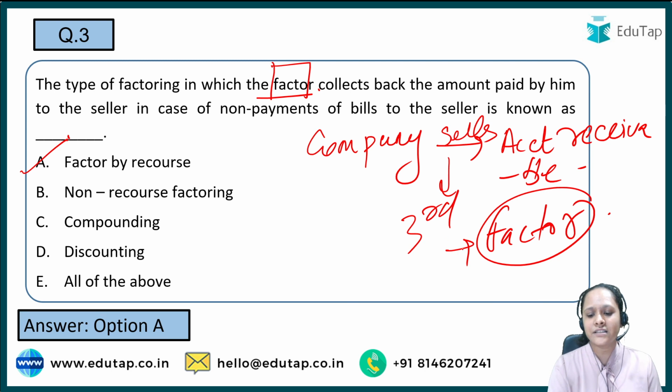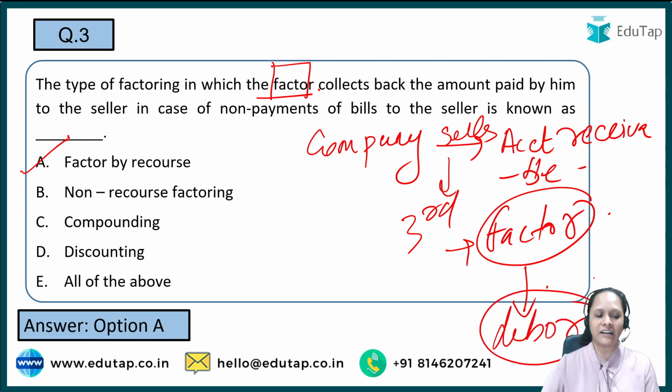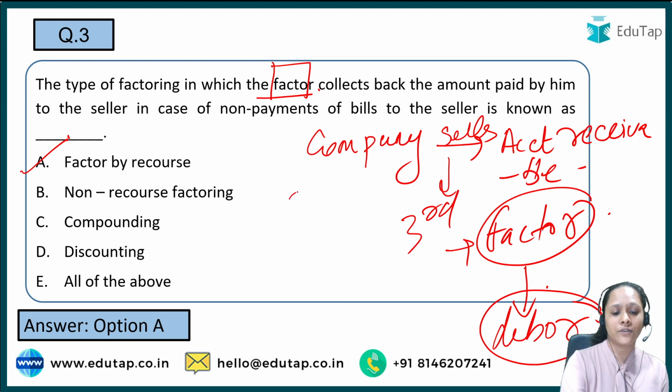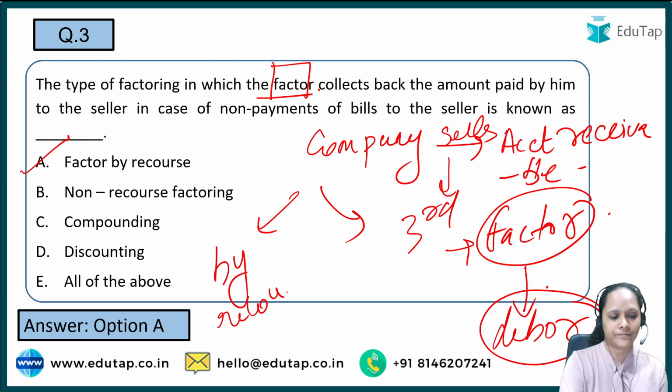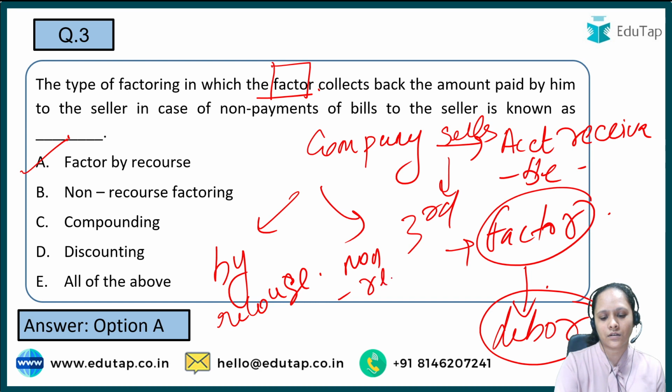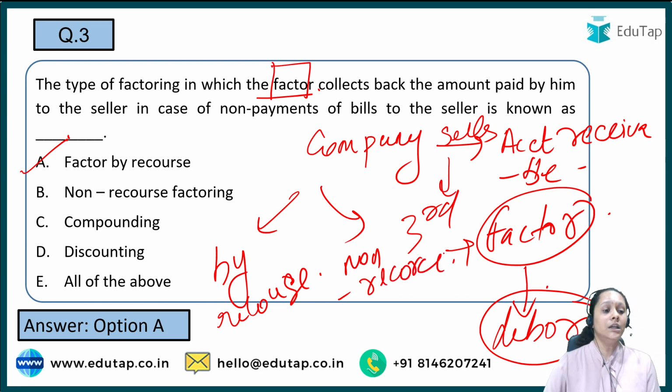and receive the payment, and this factor collects the money from the debtor. This is the process of factoring. Bahut simple hai. So now factoring do tarike se hoti hai. Factoring by recourse, theek hai, and with non-recourse.